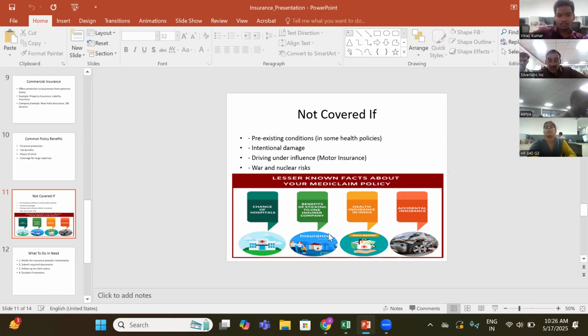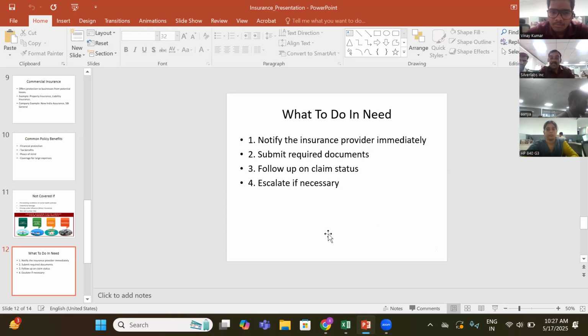Next, war and nuclear risks. War is such a thing where a country is facing problems with another country and intentionally wants to fight with that country. For such types of losses, the insurance company will not come into the risk or help with financial losses. Or nuclear risk: if somebody is throwing nuclear bombs and causing damage, the insurance company will not come as a helping hand. Definitely.